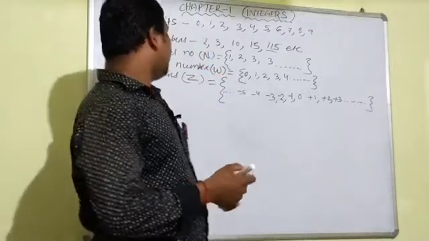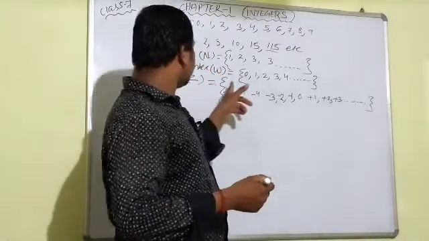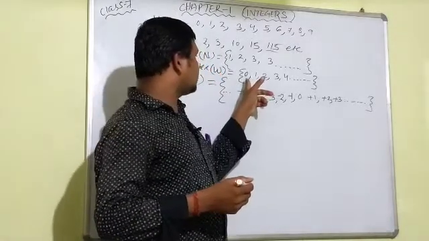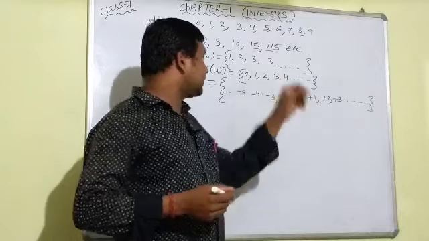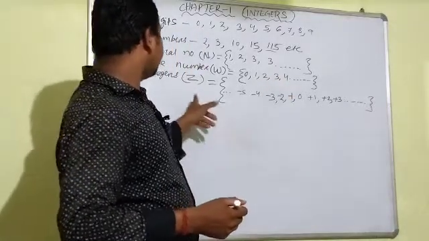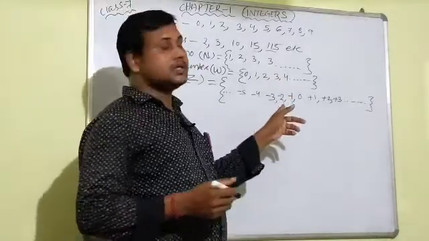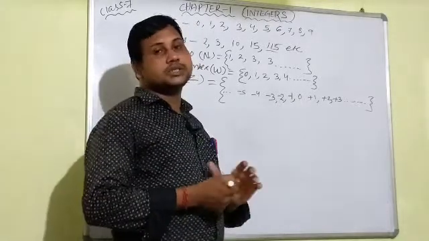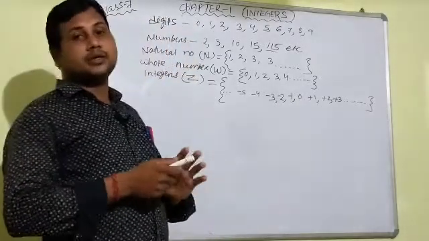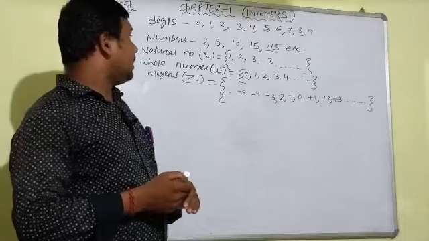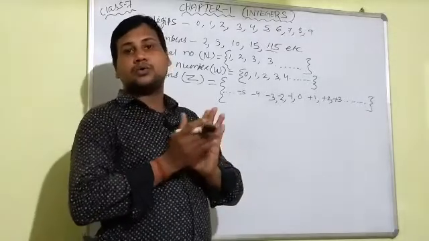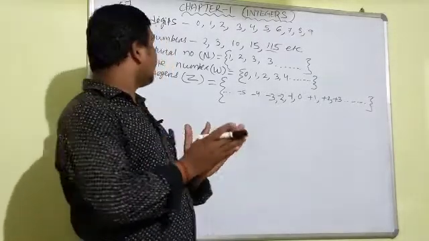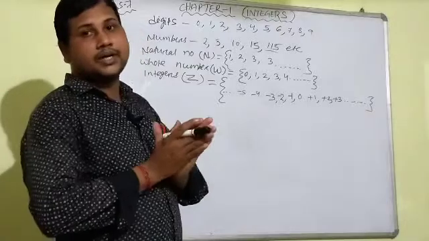So the whole number, the lowest one is 0, and contains positive numbers only. And in case of integers, it contains positive numbers and negative numbers, and 0, which is neither negative nor positive. Okay, we will now discuss how to represent the numbers on the number line.